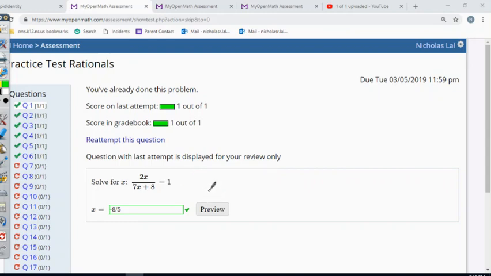So problem 1, 2x over 7x plus 8. Multiply each side by 7x plus 8, so I multiply the left side by 7x plus 8 and the right side by 7x plus 8. The 7x plus 8's cancel out, and you get 2x is equal to 1 times 7x plus 8.